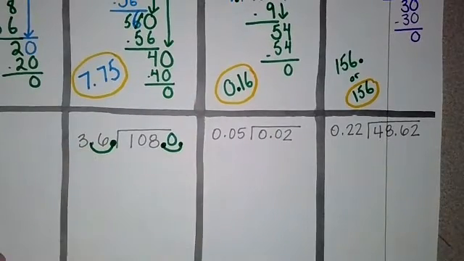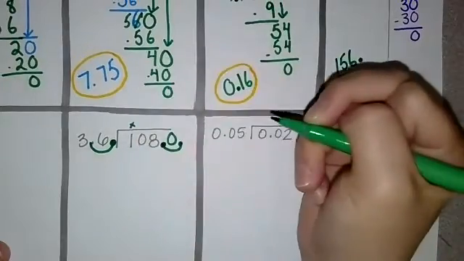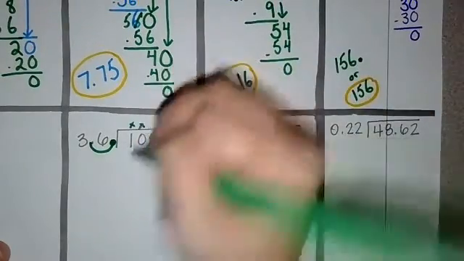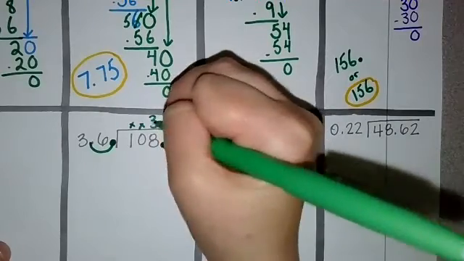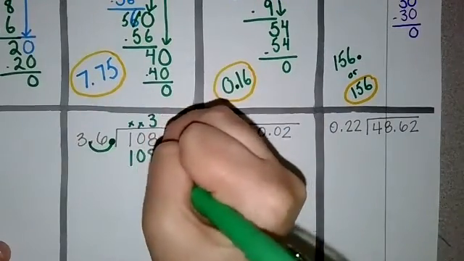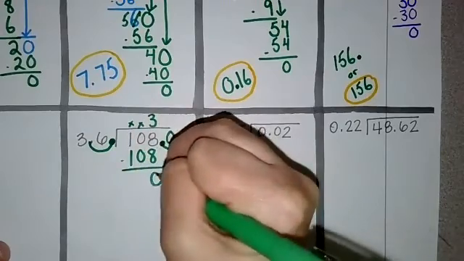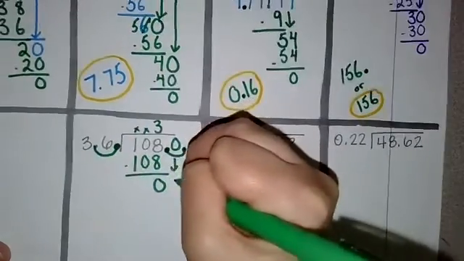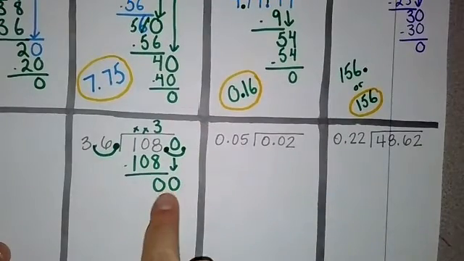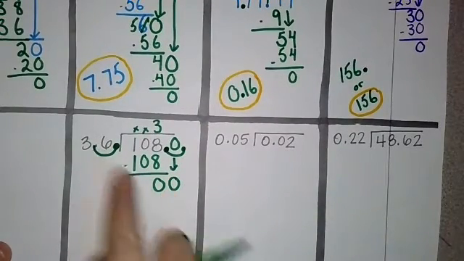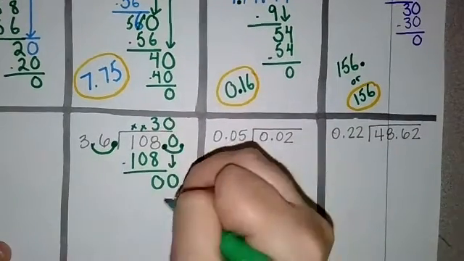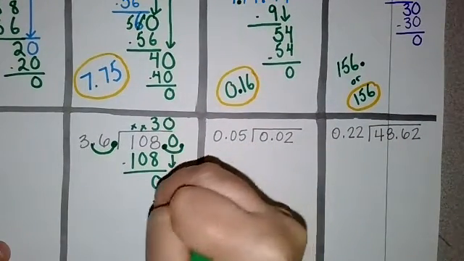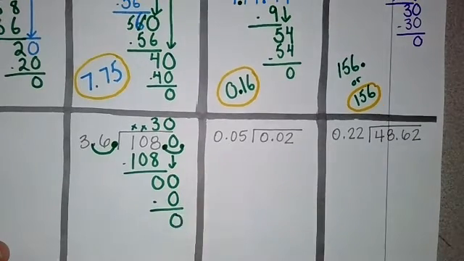Dylan, how many 36s are in 1? How many 36s are in 10? How many 36s are in 108? Good. 3 times 36 is 108. When you subtract, you get a 0. Bring down that 0. If it's up there, you got to bring it down. And if you bring it down, you got to play with it. How many 36s are in 0? There are 0. 0 times 36 is 0. And when you subtract, you get a 0.